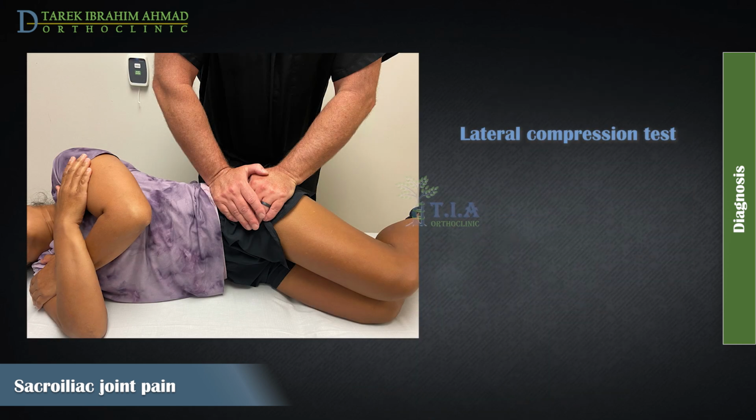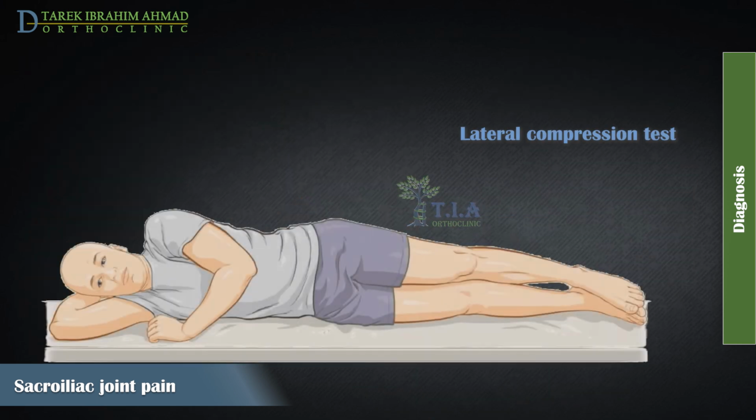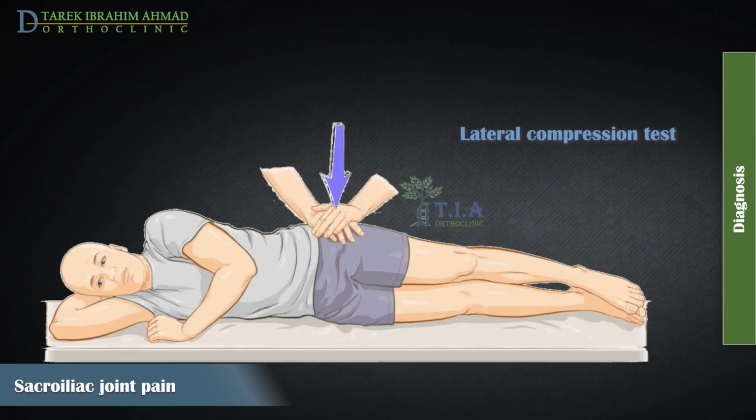Lateral compression test. The patient lies on his side. A downward directed compression force is applied with the heel of the hand to the iliac crest on the top. Pain in the sacroiliac joint region is suggestive of sacroiliac joint dysfunction.